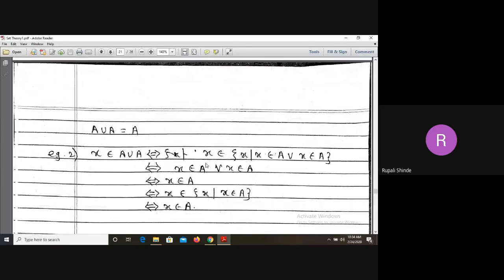Do you want to write this proof for A union A is equal to A, or shall we see the next point? Hello? Okay. So take down this proof for A union A is equal to A.